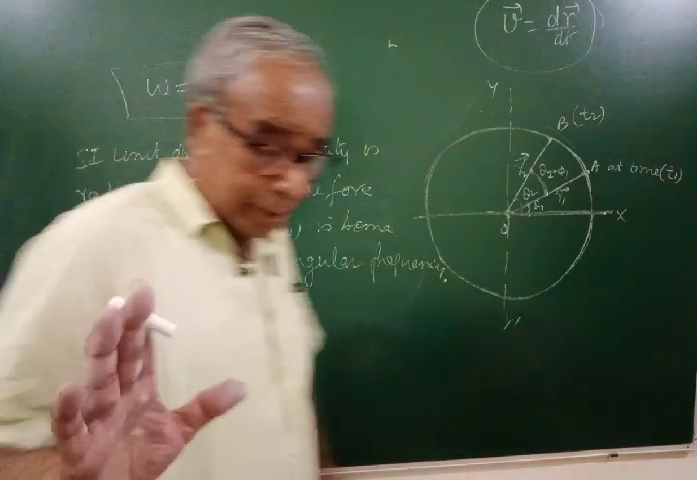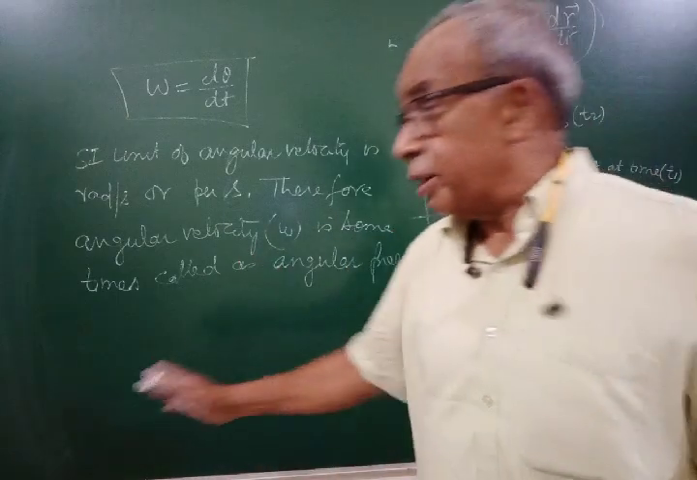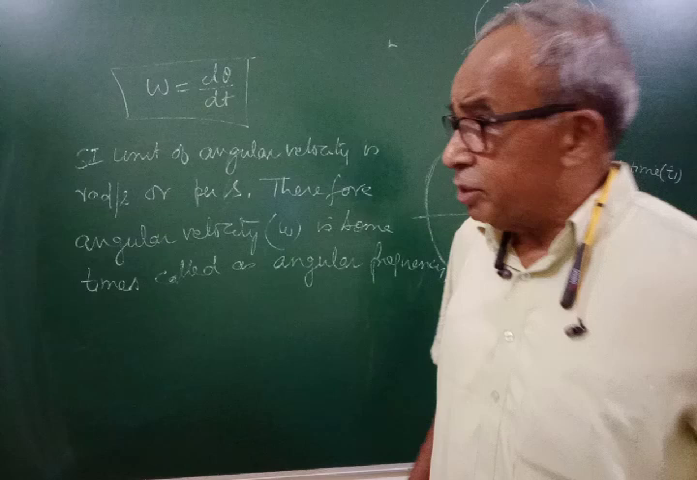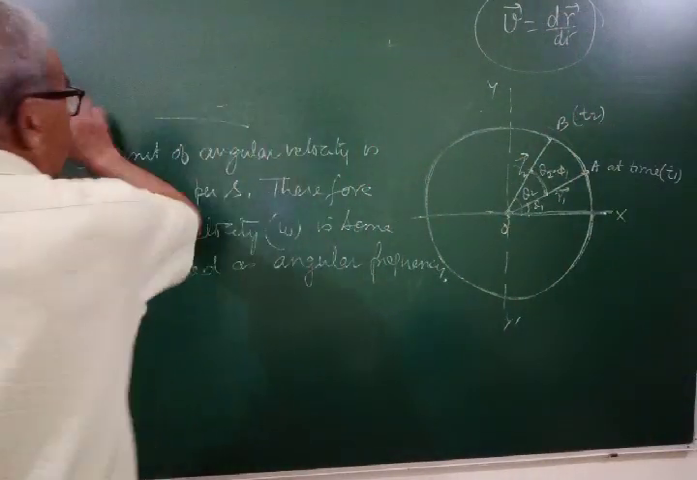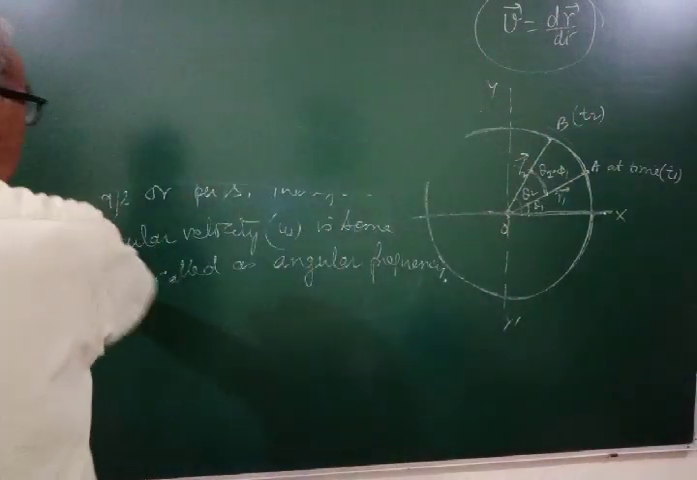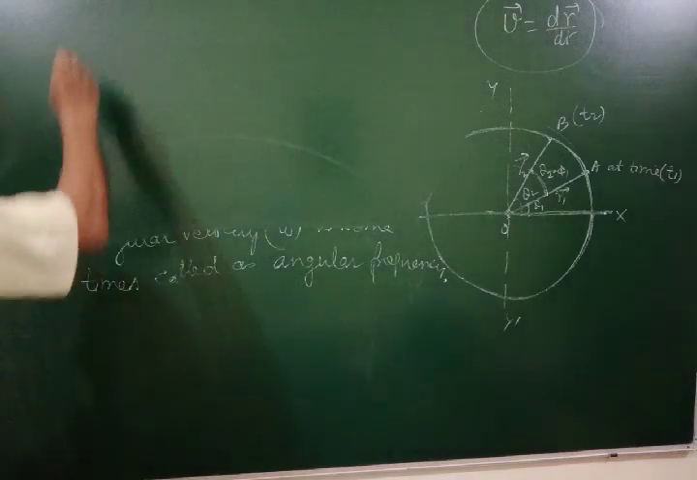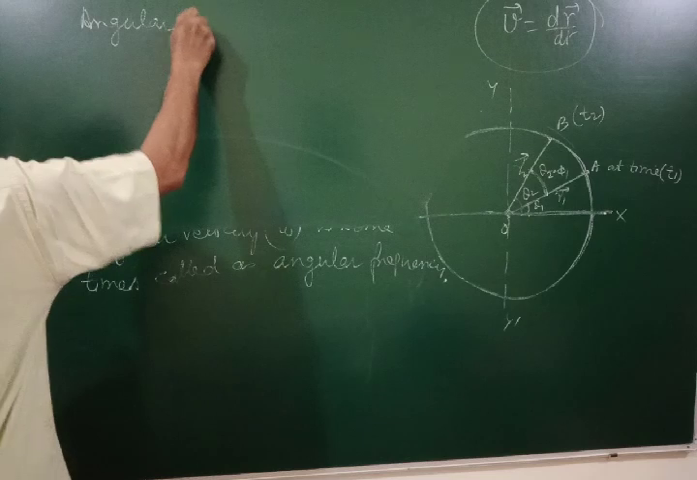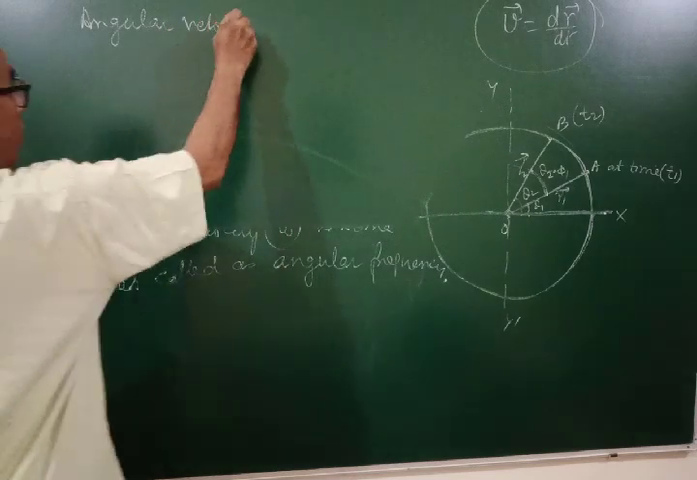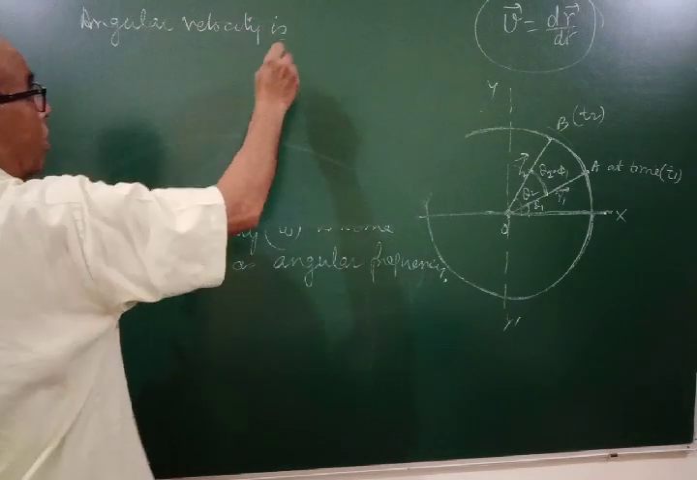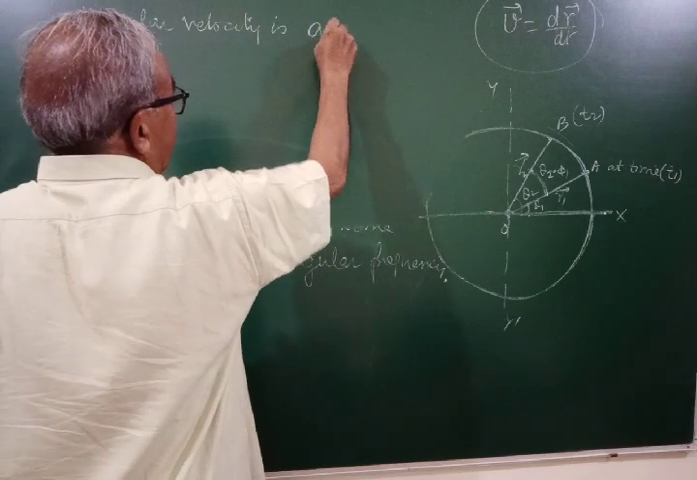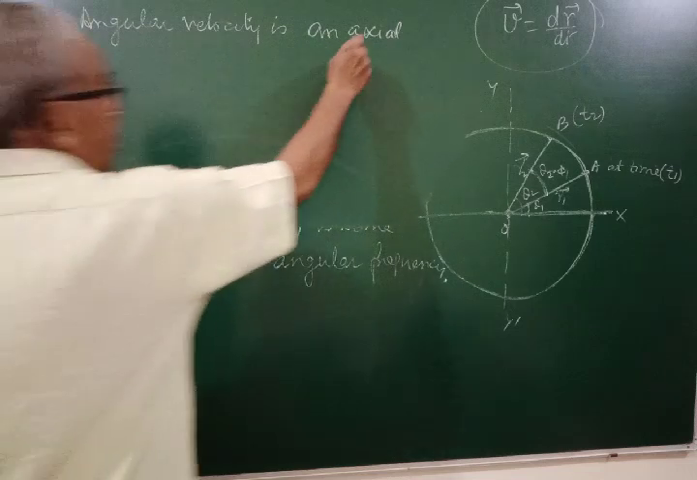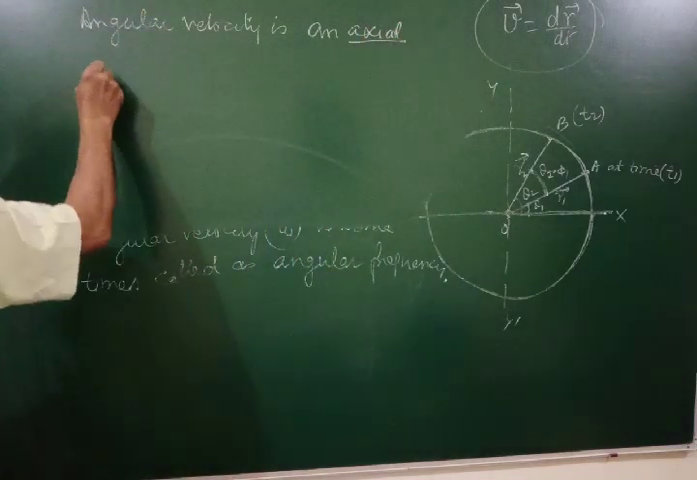Now, note this. You will not get this sentence in books. Perhaps NCERT has stated it somewhere, but not very clearly, and especially not written. Angular velocity is an axial vector. Which vector? Axial vector. Why?